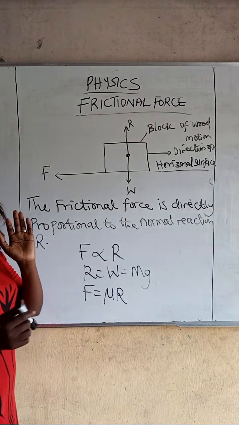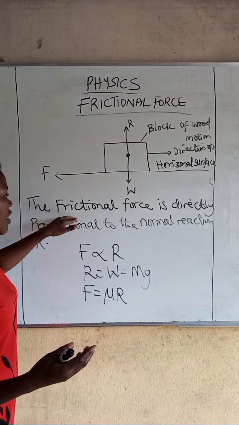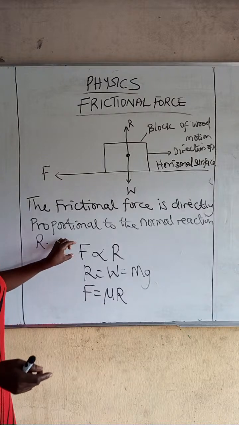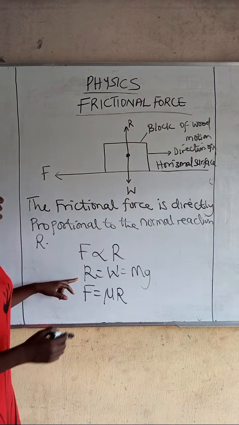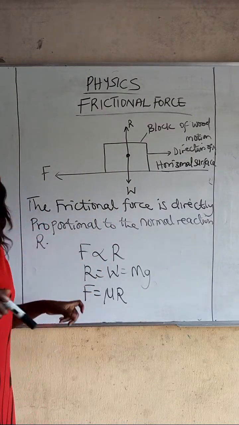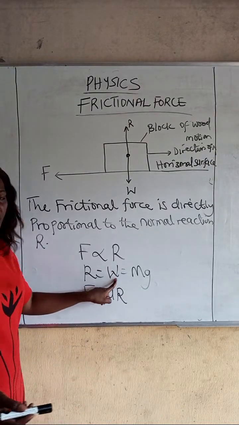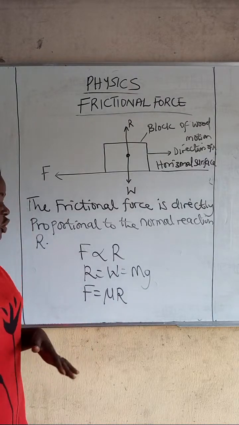And I said from the law of friction, that the frictional force is directly proportional to the normal reaction R. Now that is F is proportional to R. And I said that R is equal to the weight. Look at it. R is equal to the weight. What is R? Reaction is equal to the weight. And what is the weight of an object? The weight is mass times acceleration due to gravity.